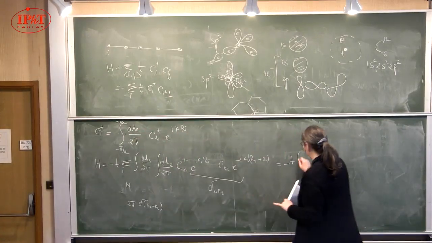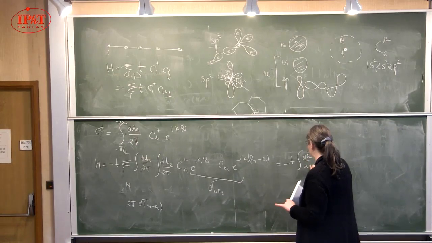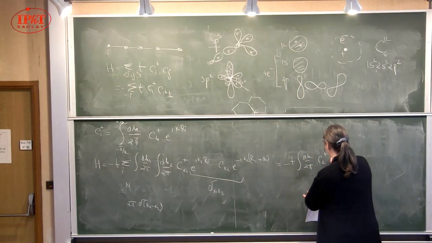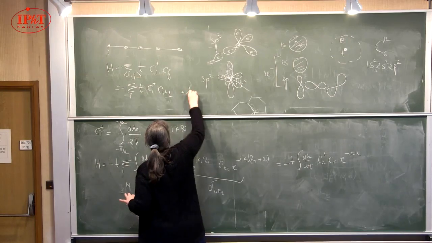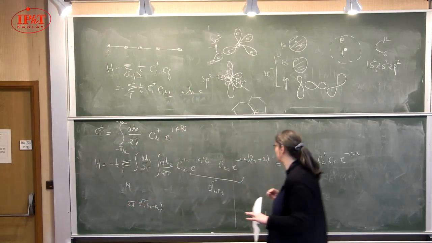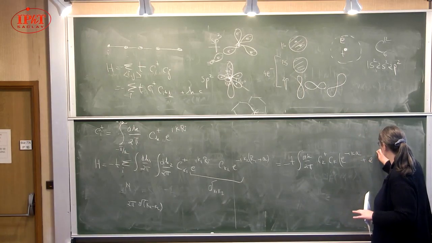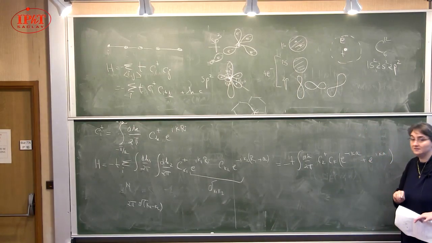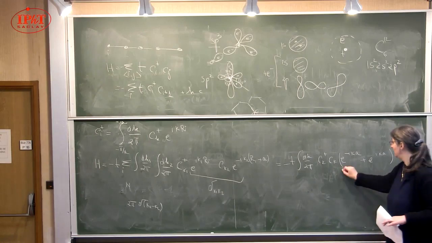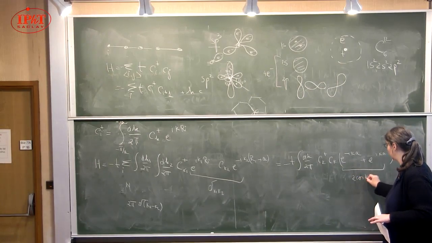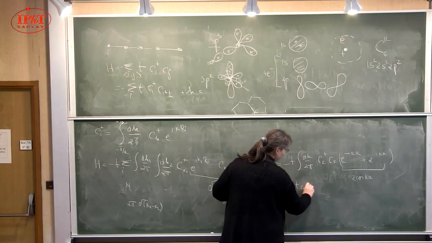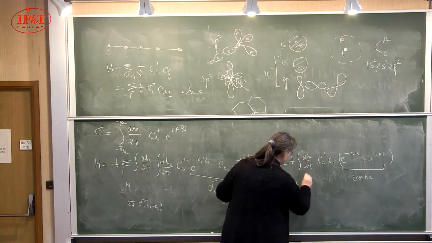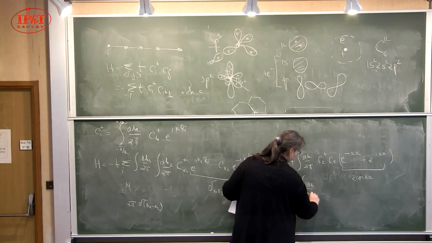So I'm going to be left with c_k^† c_k and then e^{-ika}. And I forgot to say that we always have this thing Hermitian, so we always have the Hermitian conjugate term. This is going to give me a 2 cosine of ka. So this is going to be minus t, integral of dk over 2 pi, 2 cosine of ka, c_k^† c_k.